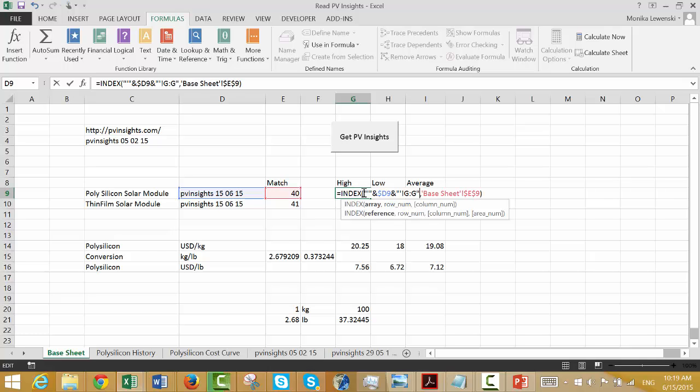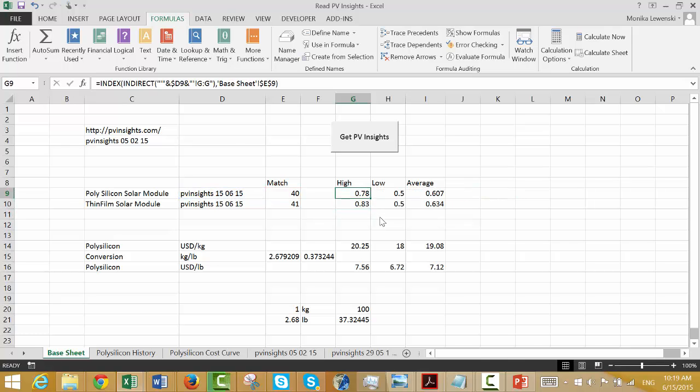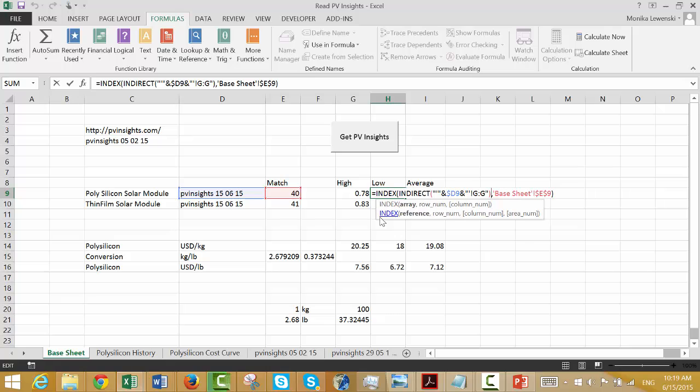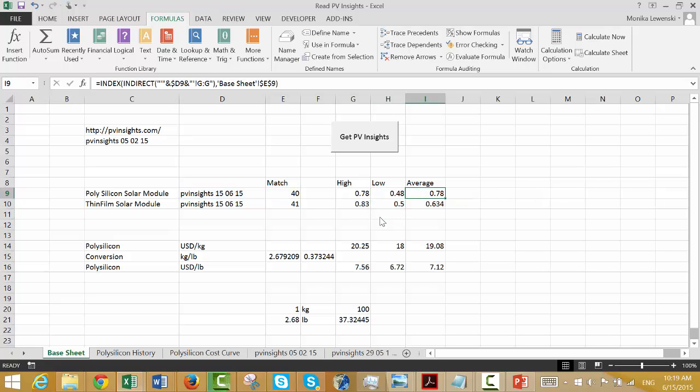And we need to, of course, up here put INDIRECT. And we need the INDIRECT to end here. Oops. G. This is kind of not very good, but you don't mind, I hope. So that's the low and then the high. G, A, average rather. I, colon, I.